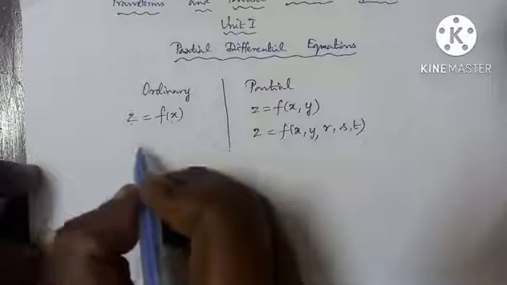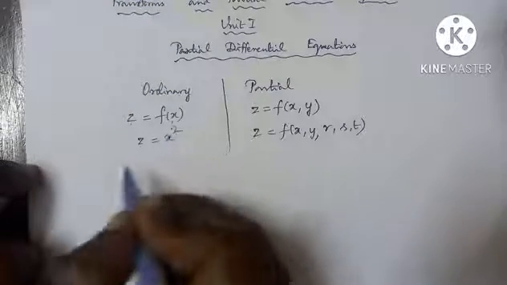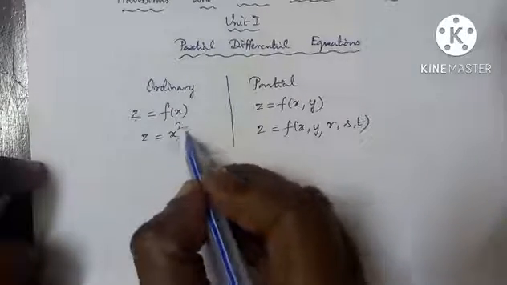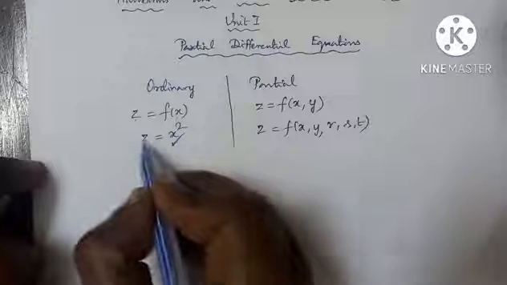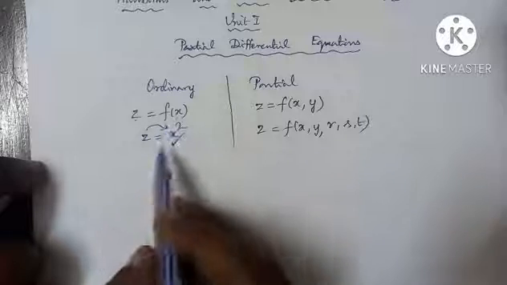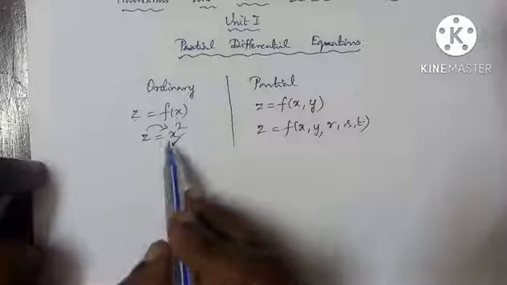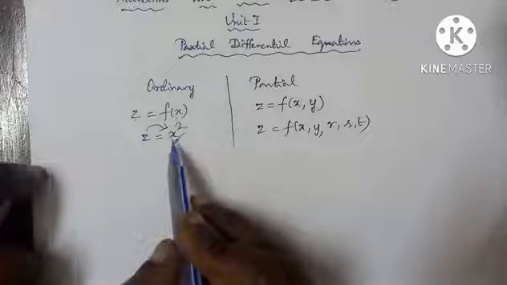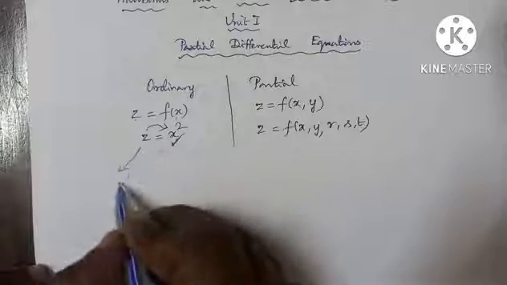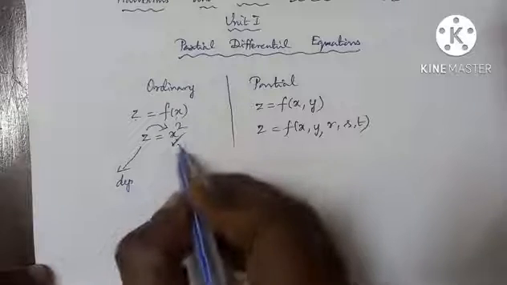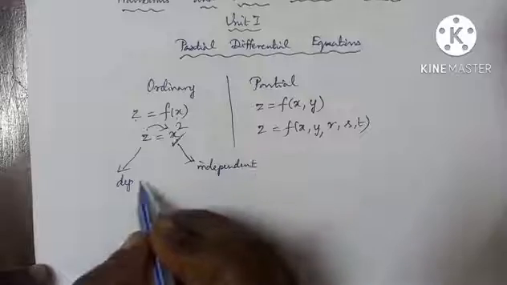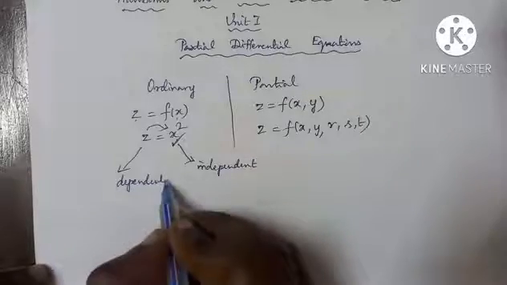So here you can see an example, Z is equal to x square, right? So x can take any value, but Z depends on x. When x is 2, Z is 4. When x is 3, Z is 9. So Z depends on x and x is independent. X is independent and Z depends on x, so it is dependent.